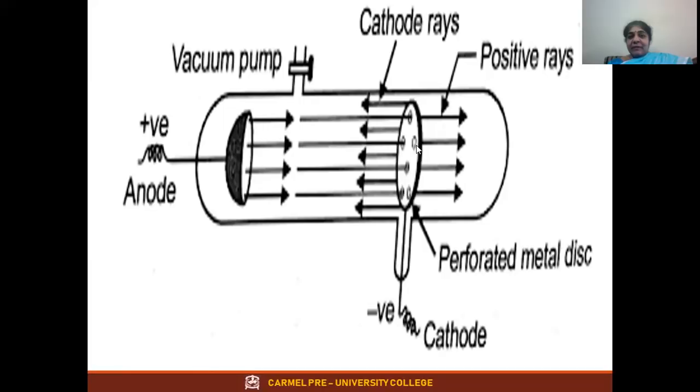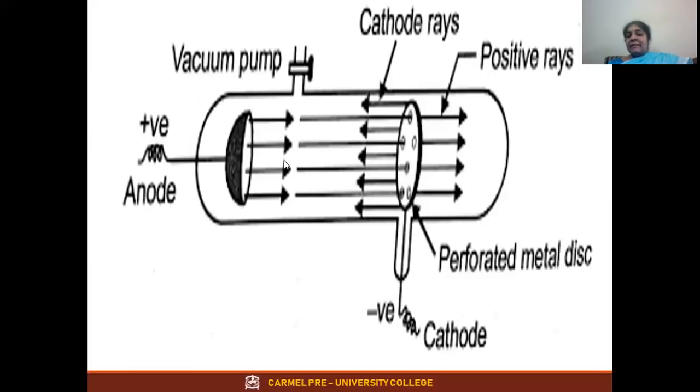But can you see the perforated cathode here? Can you see the holes here? A cathode which has holes is called a perforated cathode. These anode rays pass through the holes. That is why they are called canal rays. Canal means it is through a narrow space. It is moving through a narrow space. It is moving through holes.